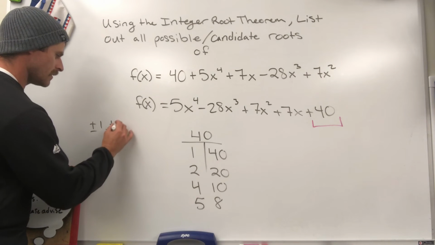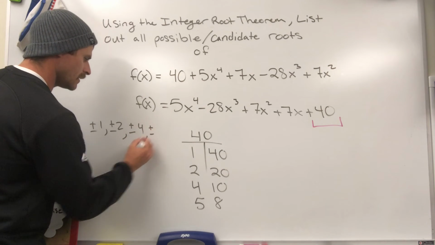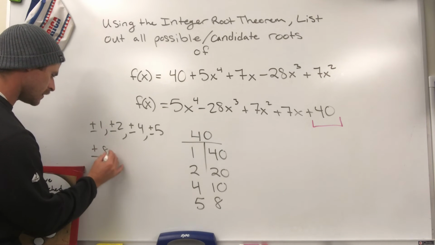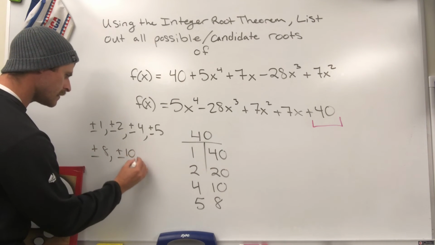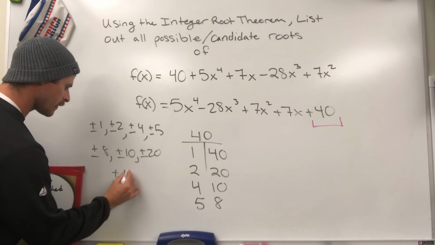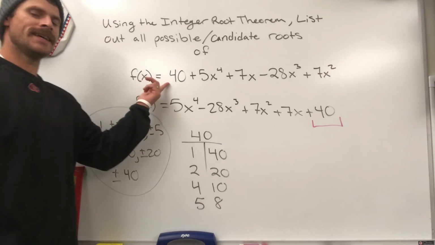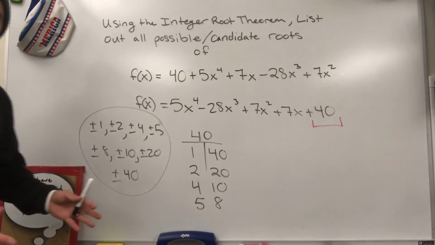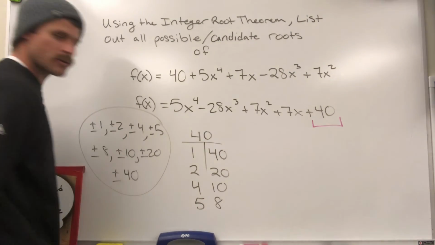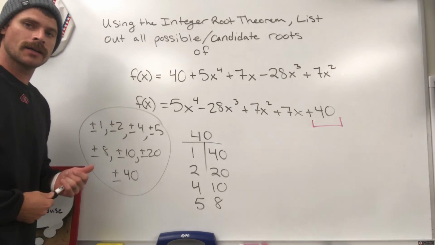1, positive and negative 2, positive and negative 4, positive and negative 5, positive and negative 8, 10, 20, and last but not least, 40. These are all of our possible integer roots of this function up here. Again, just find that constant, write it down, list out your factors, and those are all possible factors of the function. Study hard and good luck on your upcoming test.